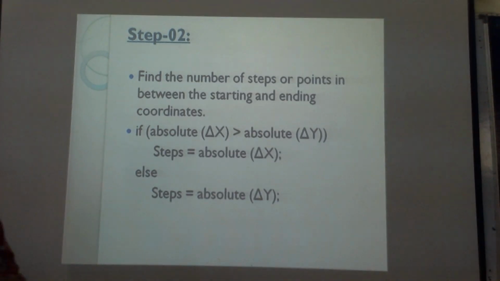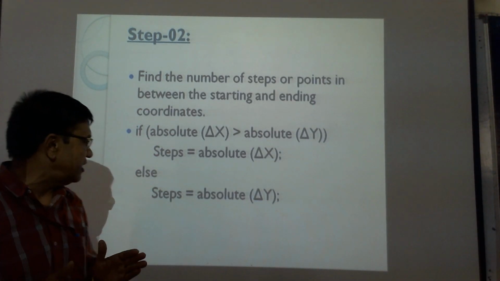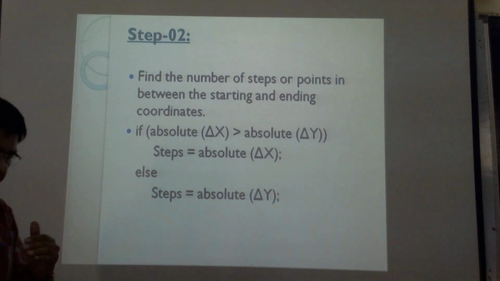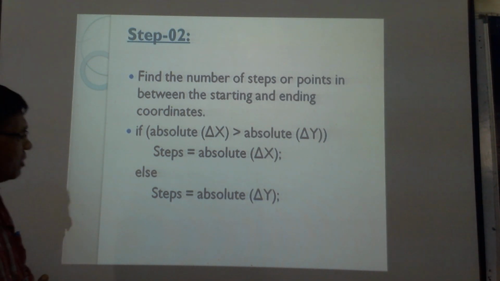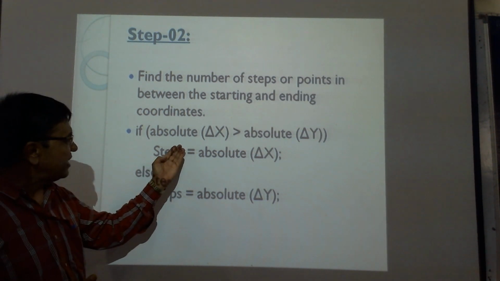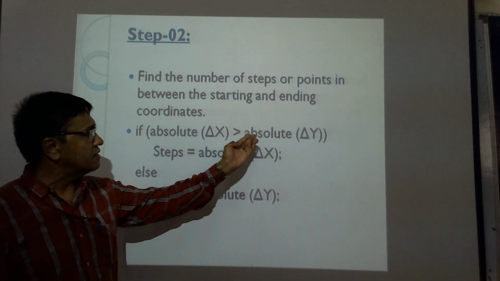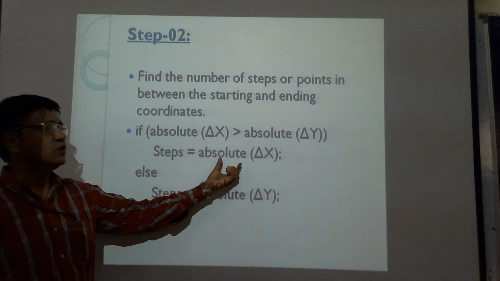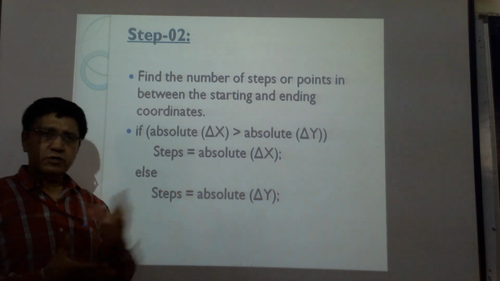After calculating the slope, we have to find how many steps are required to generate the line between the starting point and ending point. We compare: if absolute delta x is greater than absolute delta y, then the number of steps is equal to absolute delta x, otherwise the steps are absolute delta y.